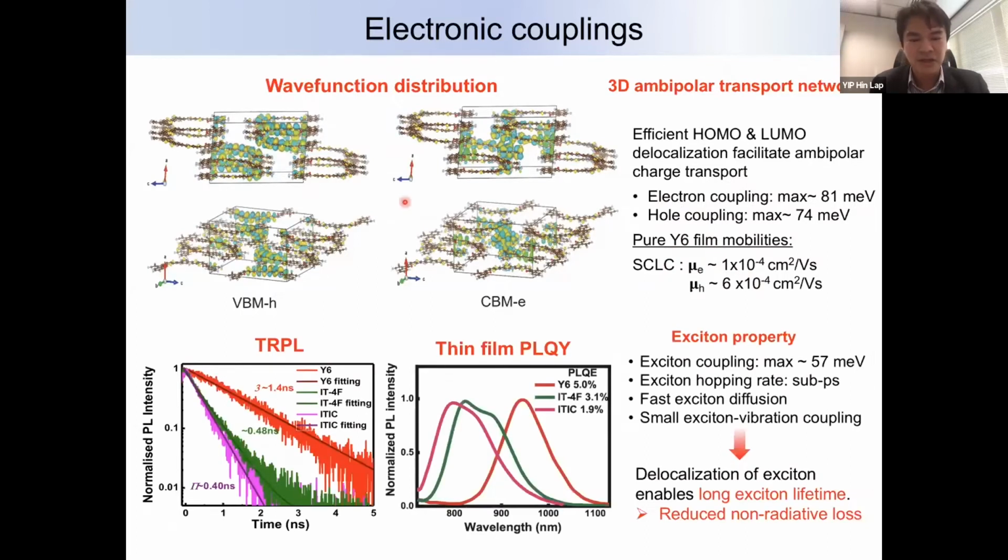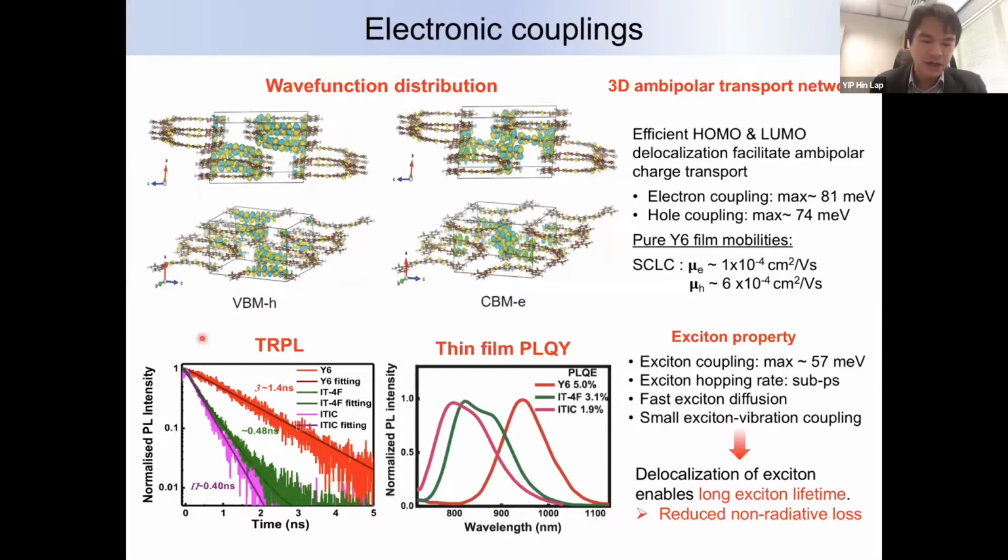And of course, based on this analysis, we can also check out the exciton coupling, which has a pretty large value for this Y6 material by itself. And we can translate this exciton coupling to the hopping rate, which is at the sub-picosecond level. That means the exciton diffuses very fast. The good thing is, if the exciton diffuses very fast, we will be able to reduce the coupling to the vibration of the molecule. This is very important for improving the exciton lifetime and also reducing the non-radiative loss.